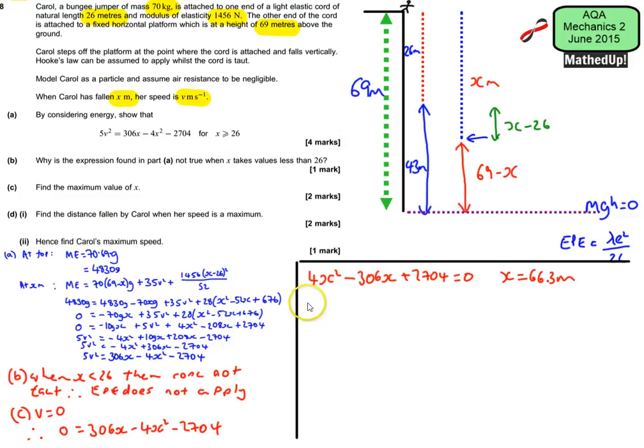Part D. It says find the distance fallen by Carol when her speed is a maximum. So her speed is going to be a maximum when our acceleration is equal to 0. We have a maximum speed when the acceleration is equal to 0.